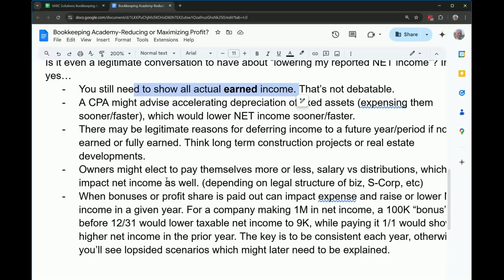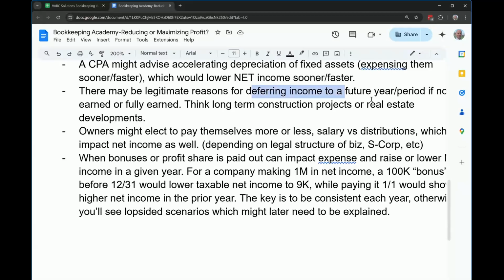There may be legitimate reasons for deferring income to a future period. One of the most common scenarios that I've seen is big construction projects, big real estate development projects. I don't want to record income in 2024 if I'm going to be building this construction or real estate development project for the next year and a half. I need to report that income when the project is completed, right? So I might be deferring income to a future period for legitimate reasons. That might reduce income in the current period, but it's going to increase it in the future period.